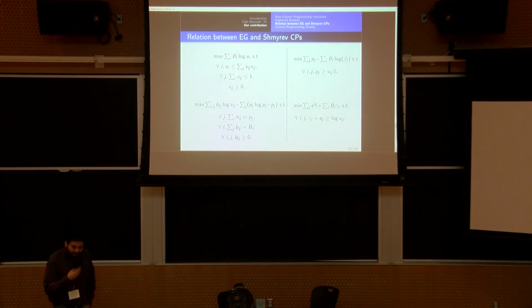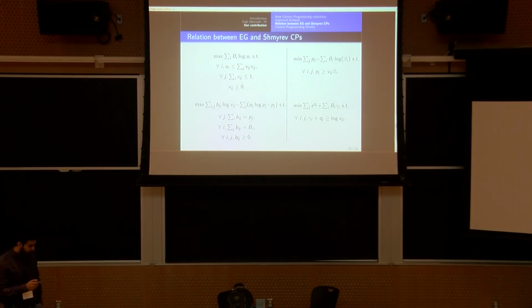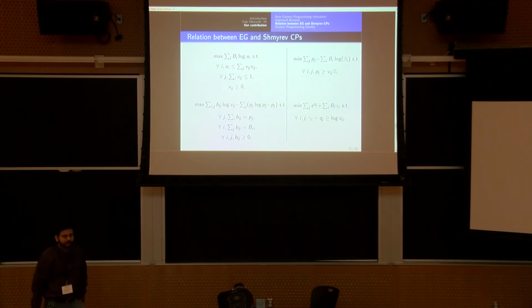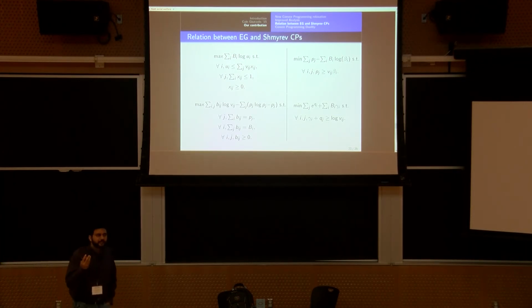We also have other things we show. So for instance, there was this Eisenberg-Gale program that we knew for a long time. This was found in the 60s. And Shmyrev came up with this program in 2010 or something like that. And it's like, okay, it came out of nowhere. What is the relation between these 2 programs?